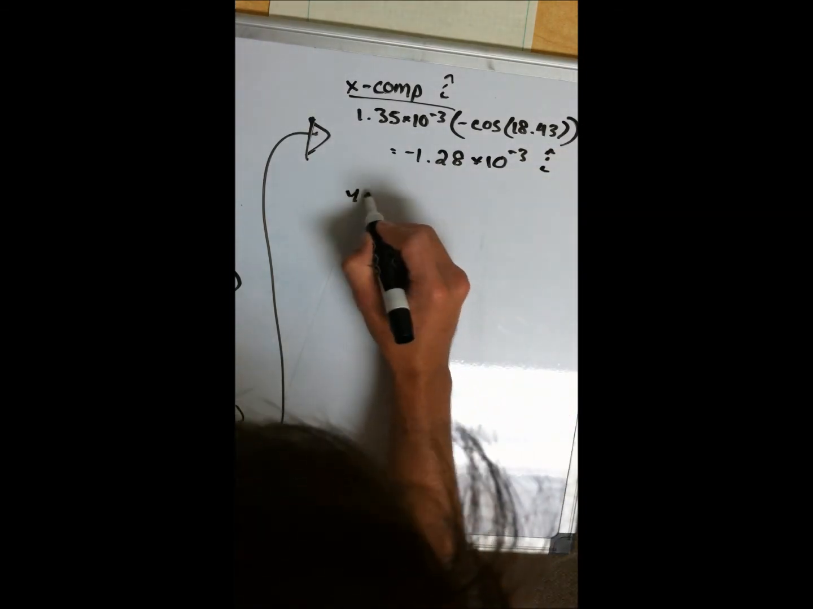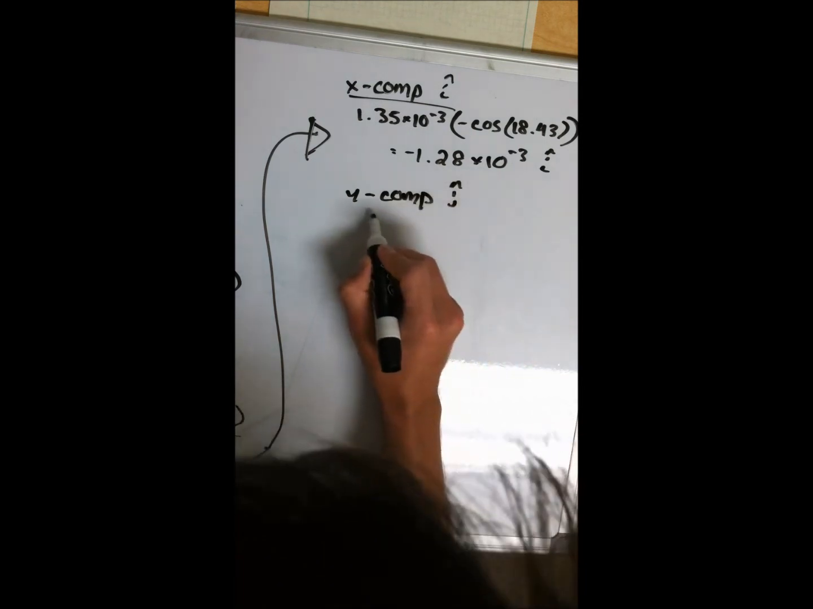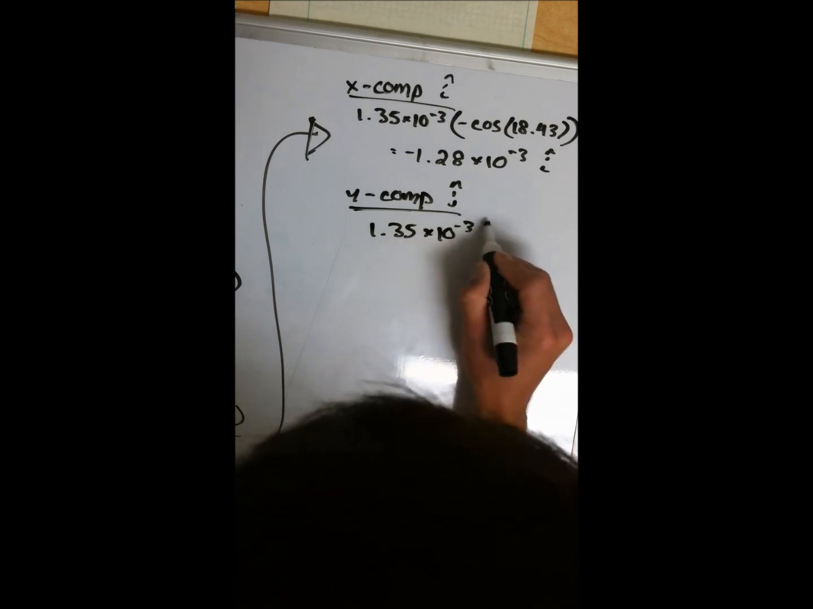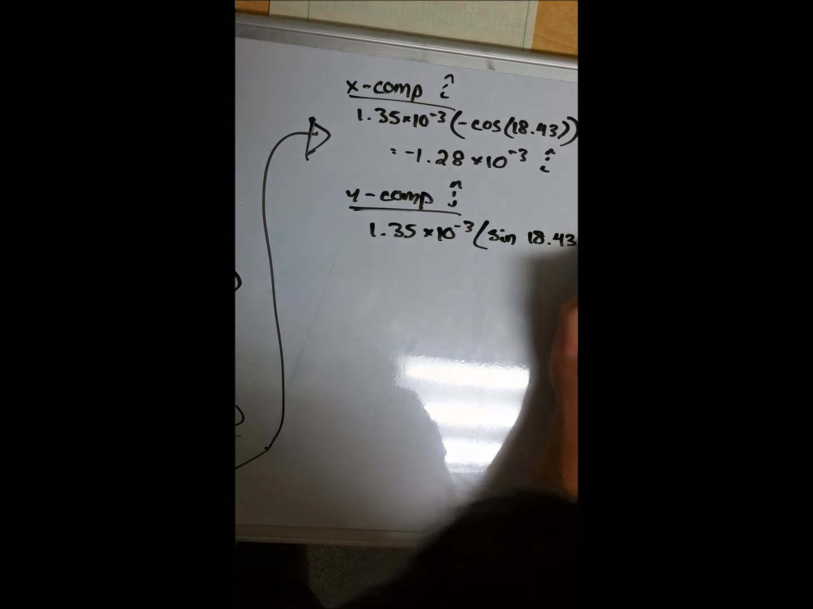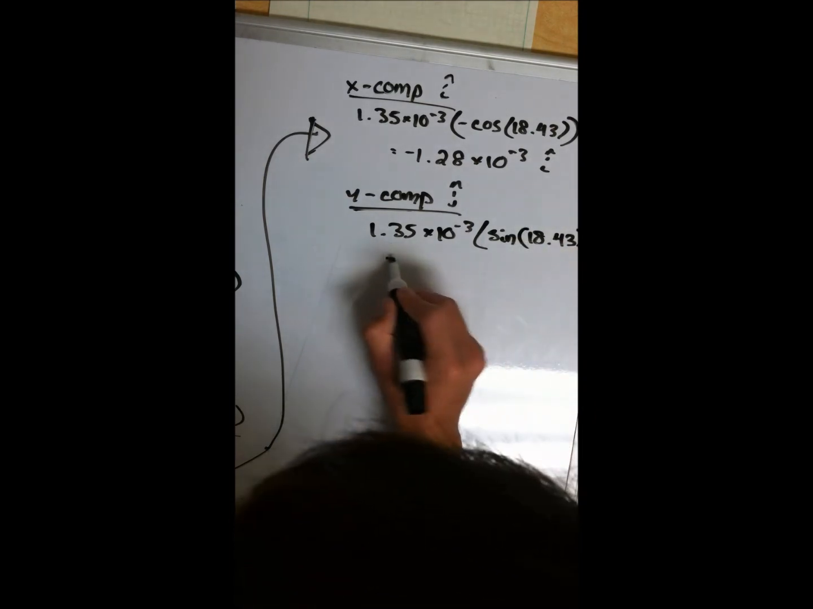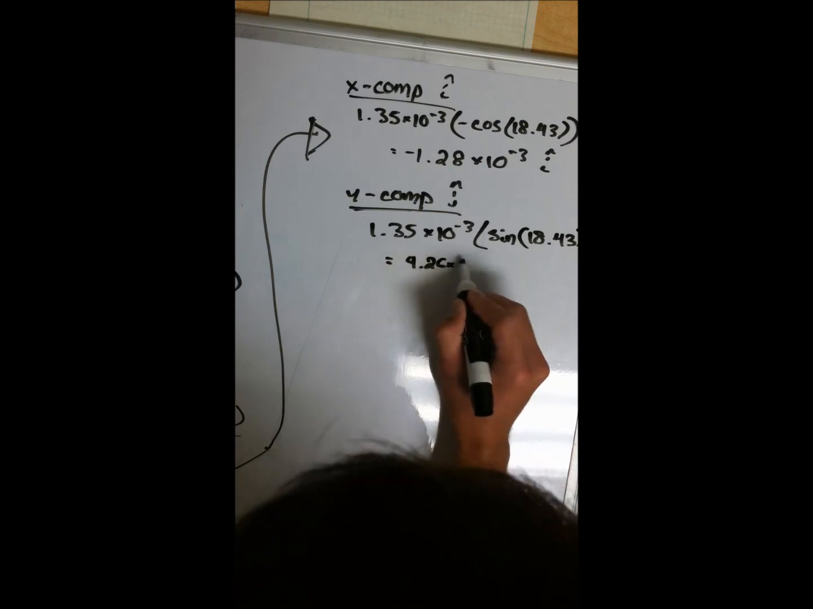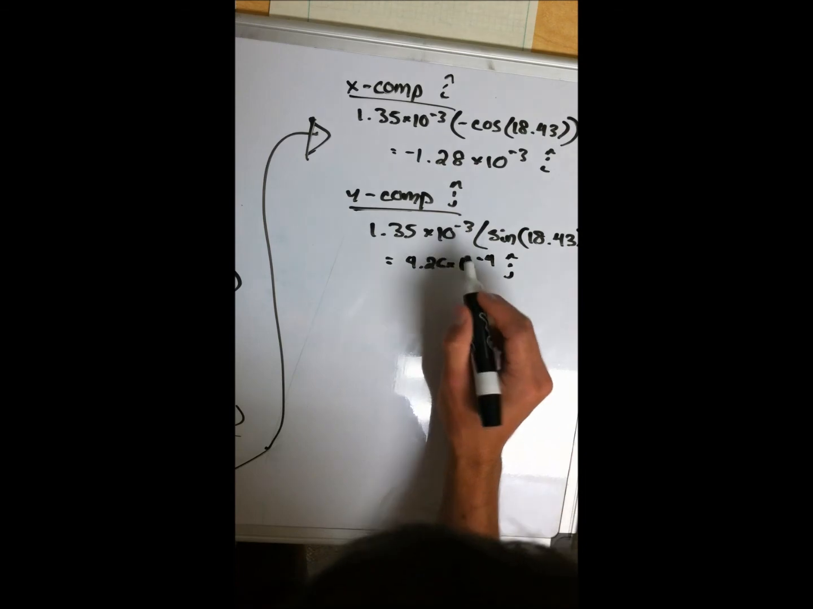The y component that we solve for in this diagonal, the j hat, is going to be the same thing, 1.35 times 10 to the negative third. This time it's going to be a positive sign because it is going in the positive y direction. When we solve that, we get a value of 4.26 times 10 to the negative 4, and that'll be j hat, that'll be positive up direction.